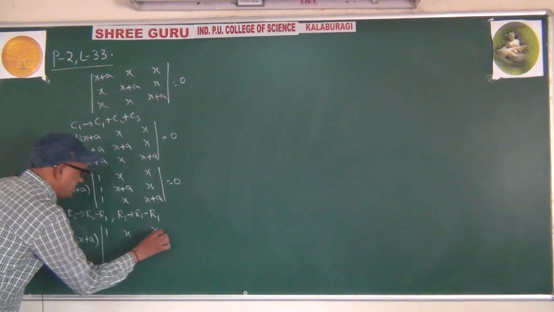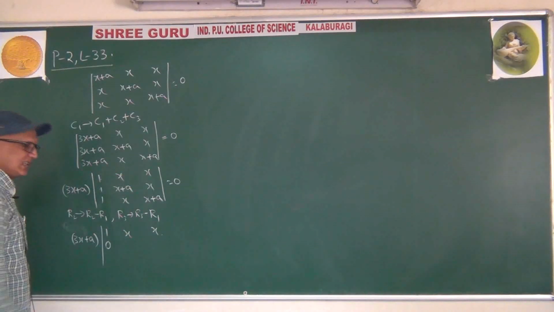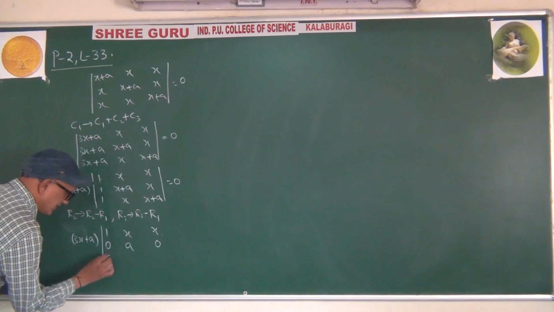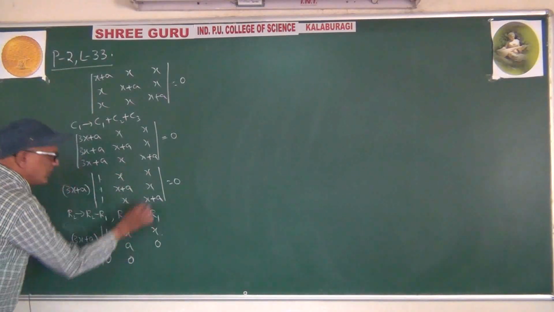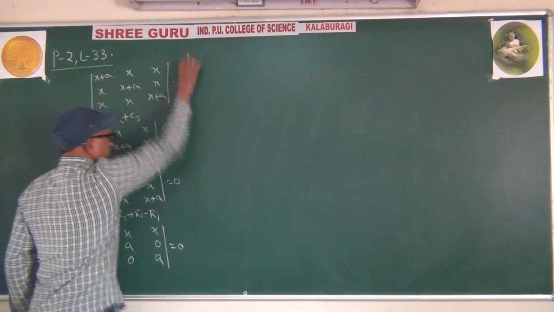First row will be as it is. 1 minus 1 0. X plus a minus x, minus x plus x cancel, a. X minus x 0. 1 minus 1 0. X minus x 0. X plus a minus x, a equal to 0.